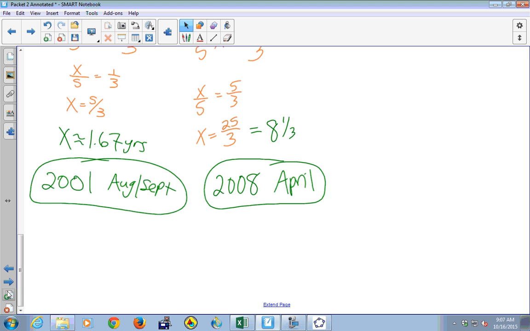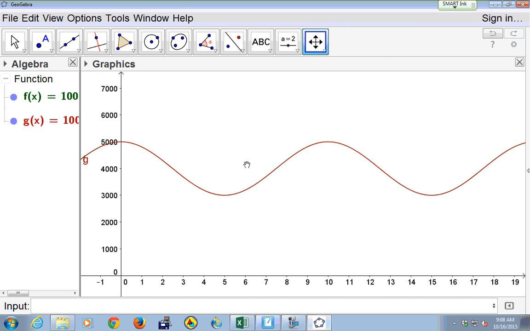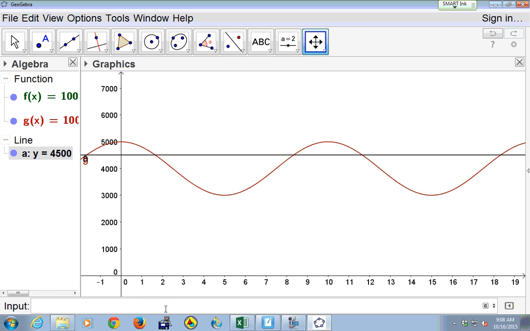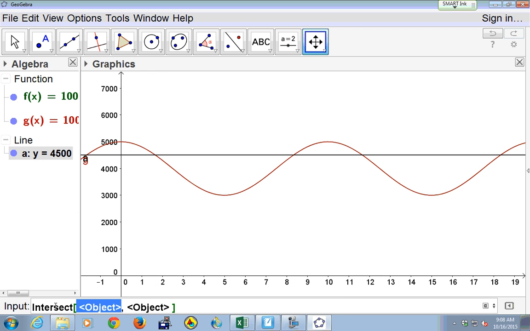All right, so now I'll show you the super fast and easy way now that we did it the algebraic way. We have a graph of our function. I'm going to graph the line y equals 4,500. And then I just want to know where they cross. Right, so I'm going to intersect f of x with line A.